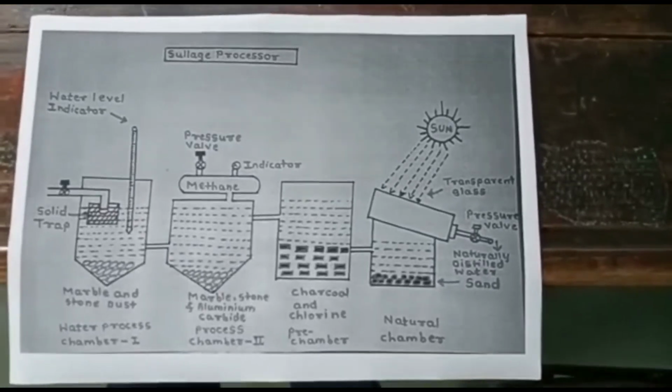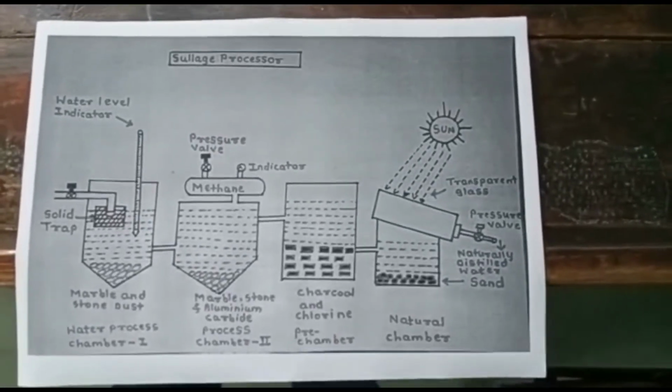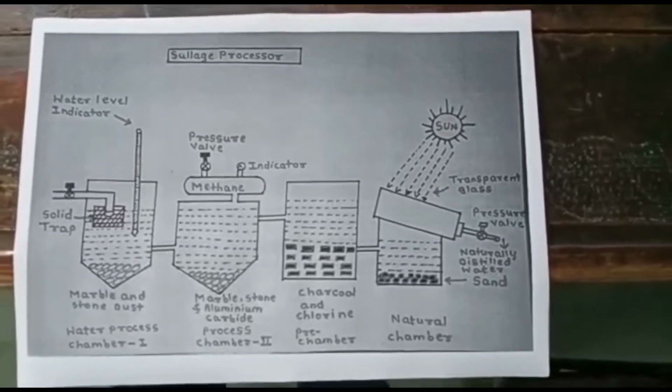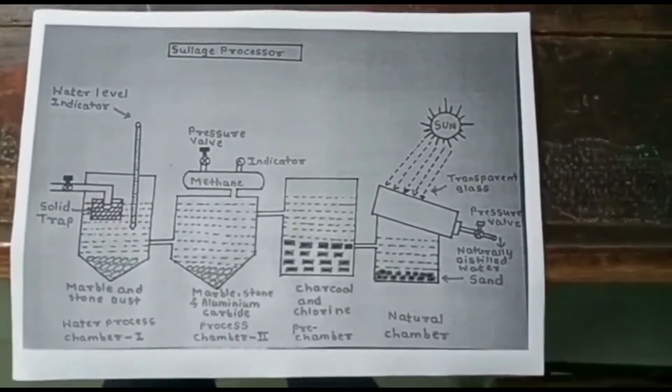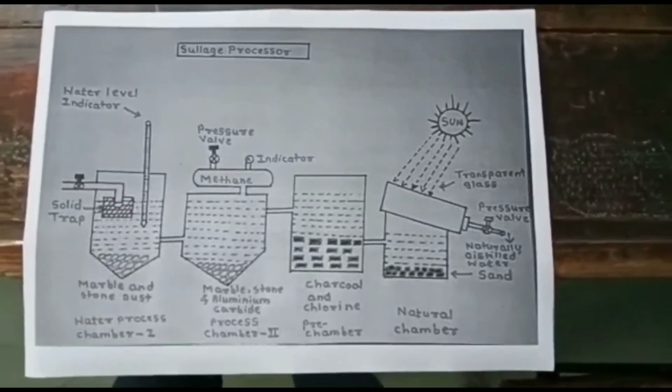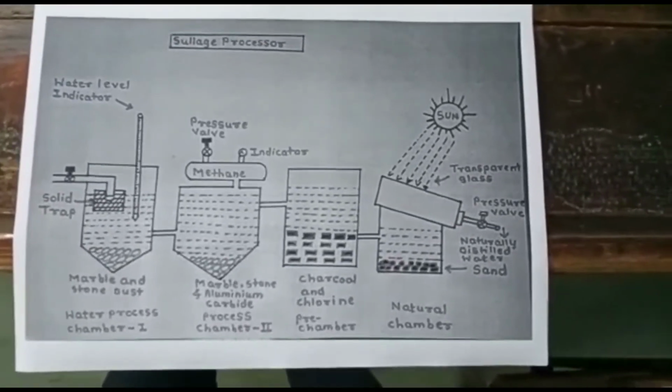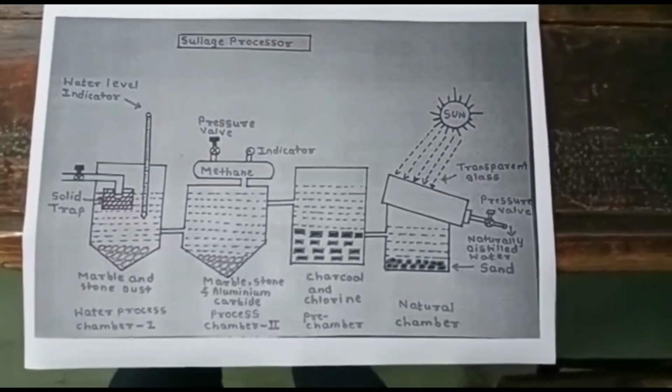Hello everyone, today we are going to study and understand the construction and operation of the sludge processor. The sludge processor is alternately called a wastewater treatment plant. This is the new and modified concept of a wastewater treatment plant.